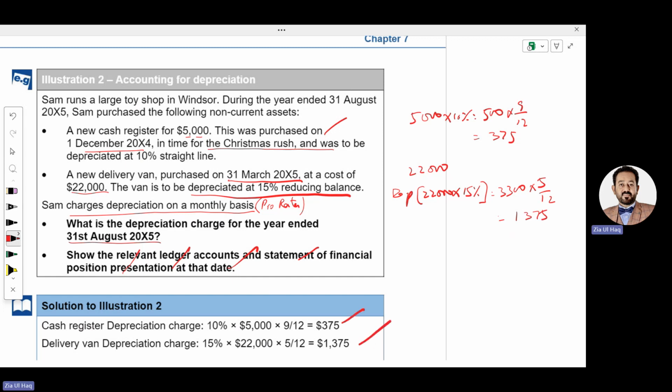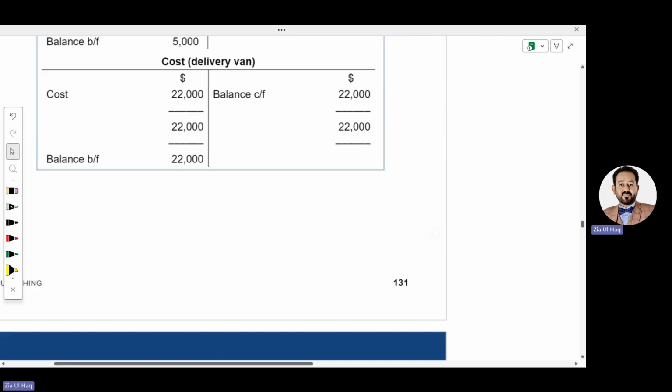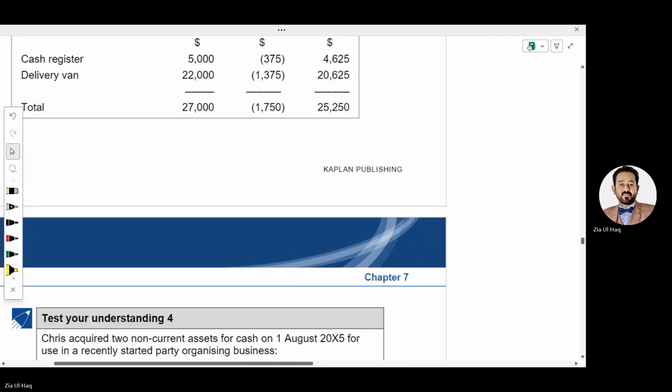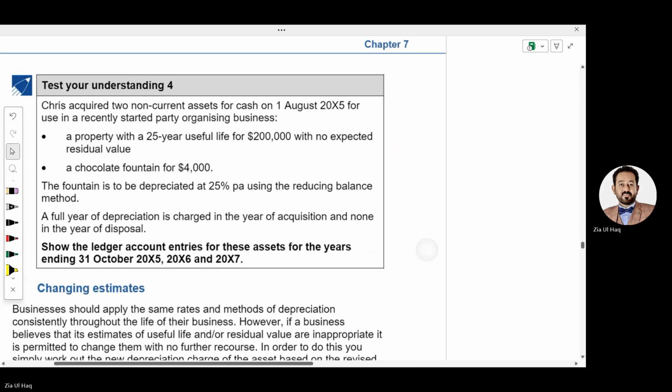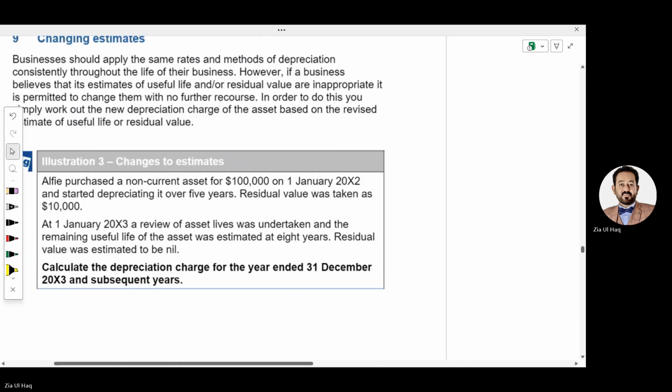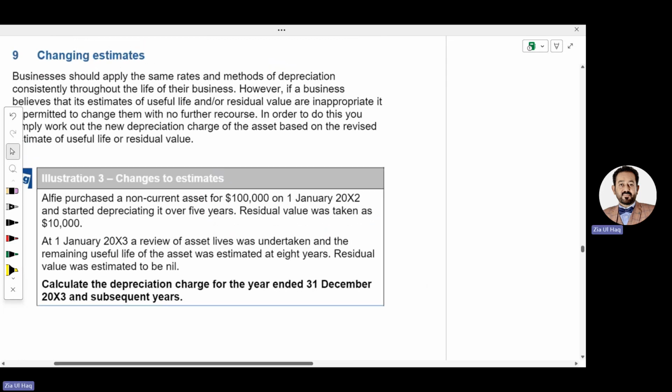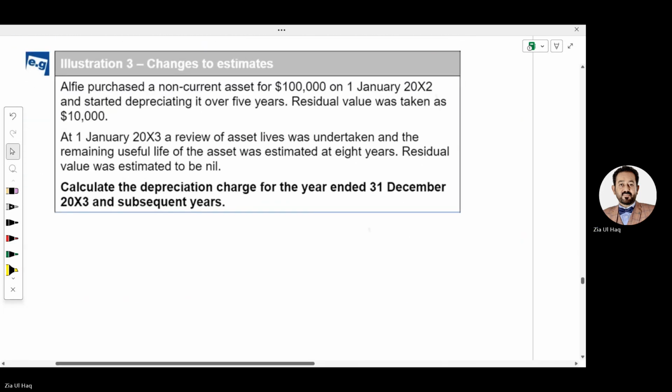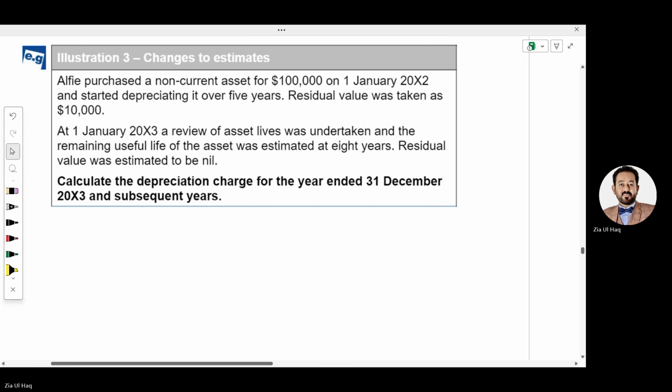So these two depreciations we have calculated. Moving towards the next question. This is also relating to ledger. Don't need to cover this. Now this: calculate the depreciation charge for the year ended 31st December 20x3 and onward.